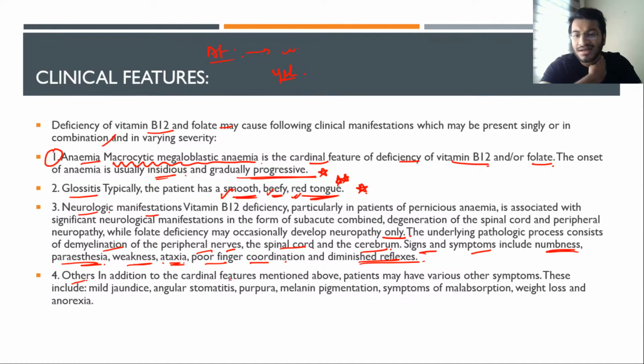Others. In addition to the cardinal features mentioned above, patients may have various other symptoms. These include mild jaundice, angular stomatitis, purpura, melanin pigmentation, symptoms of malabsorption, weight loss, and anorexia.